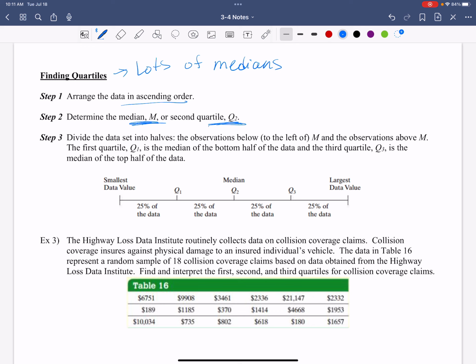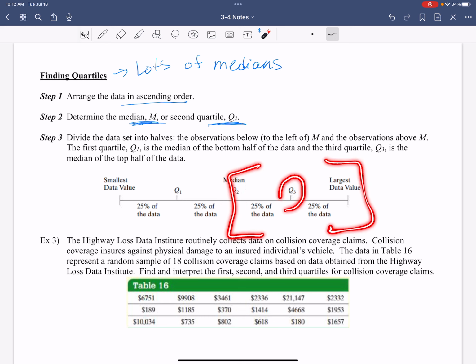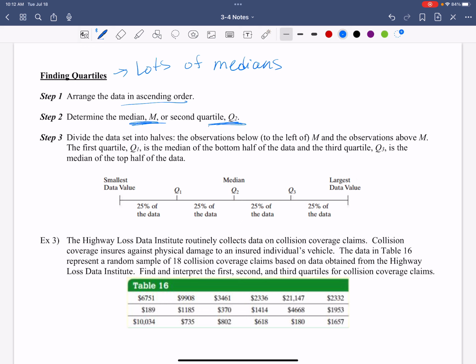All right, so check this out. You have the median or quartile 2 because that's in the middle. Then in this half, you want to find the median again. So this is another median. So this is a median of the top half. And this is a median of the bottom half.